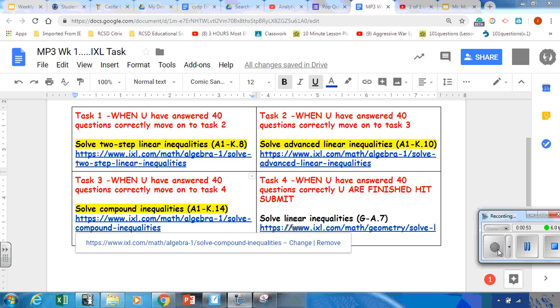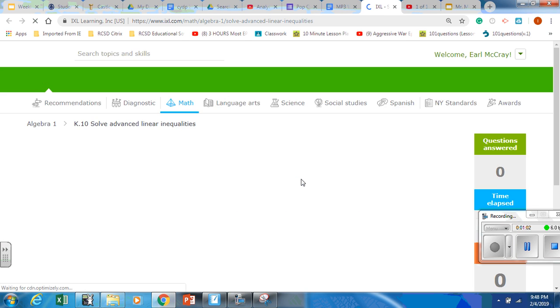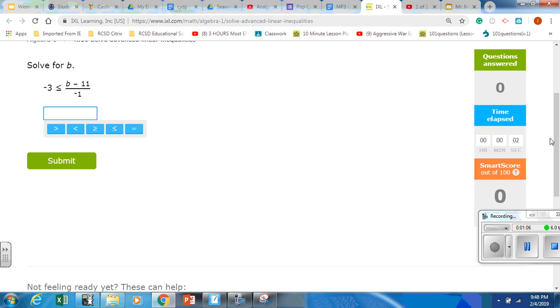So let's consider two problems where we're going to solve an advanced linear inequality using our graphing calculator. That might look like this. An advanced inequality is basically a two-step or multi-step inequality. Here we have a negative, we have a fraction. Sometimes they trip people up. But here's all we really need to know.